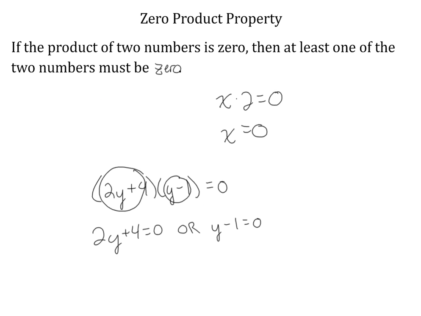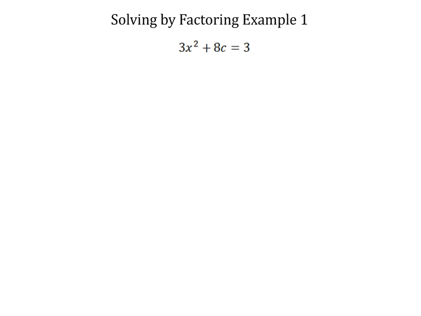All right, so let's see what the zero product property looks like in action. I'm going to solve this equation by factoring. So my first step is to get this, well, that should be an x instead of a c there. My first step is to get this equal to 0, and I do that by subtracting 3 from each side. So I get 3x squared plus 8x minus 3 is equal to 0.